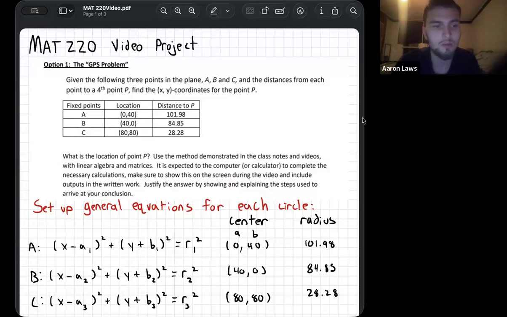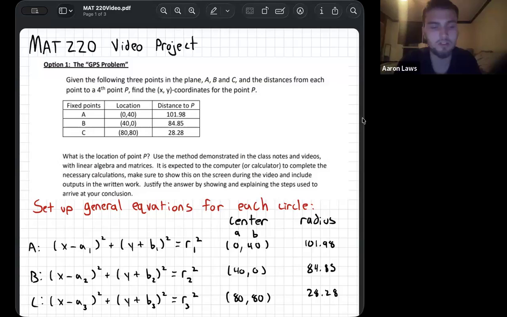And so you're given a table labeling each of the fixed points, their location, and their distance to P. What these fixed points represent in the problem are GPS satellites, and the distance to P is a circular radius in which P can be found from the satellite. So when you have one circle, you have an entire circular radius that P could be within. And as you get more fixed points introduced, you then have intersecting circles, and that triangulates the position to where P can actually be.